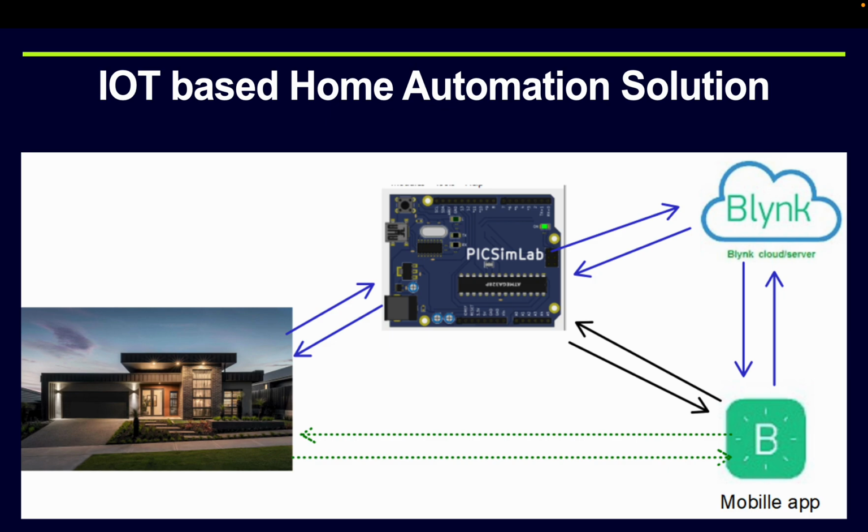And in the Blynk mobile app, we are going to create the virtual buttons, which are linked to the Blynk cloud, and which is again linked to the Arduino Uno or Ethernet shield. So through this, we are going to operate our home appliances. The main advantage of the Blynk mobile app is that we can operate it from anywhere in the world. We only need the internet connection to use it.